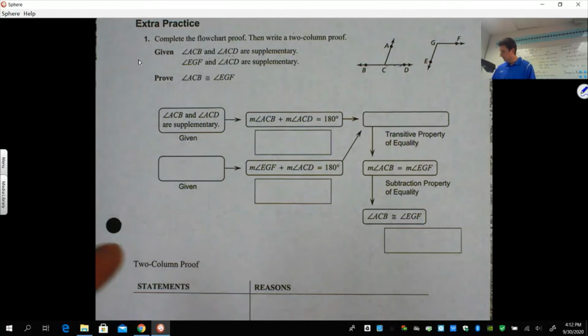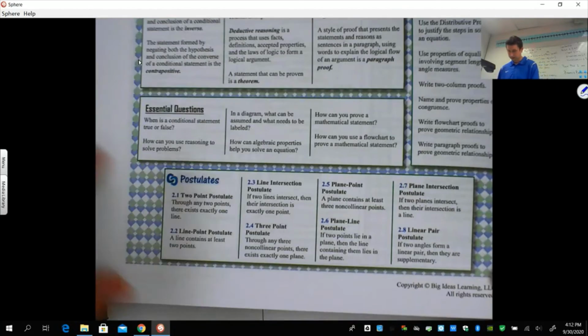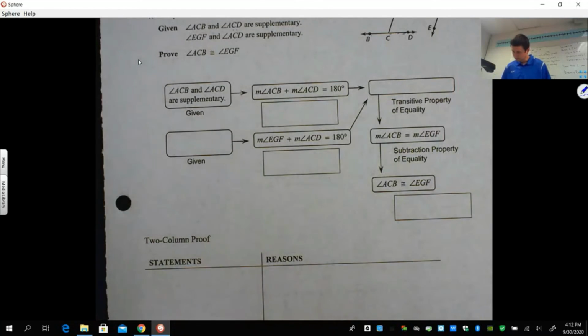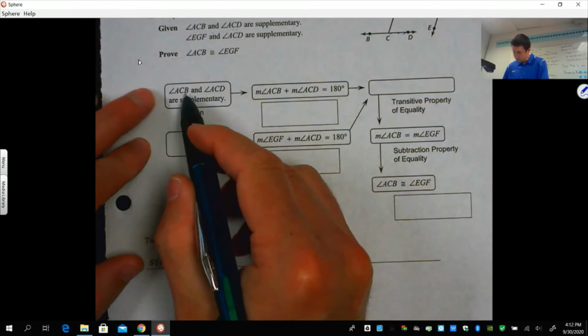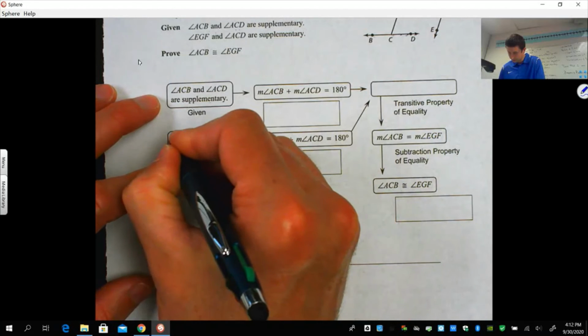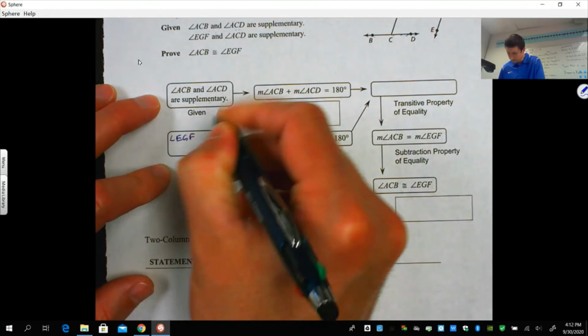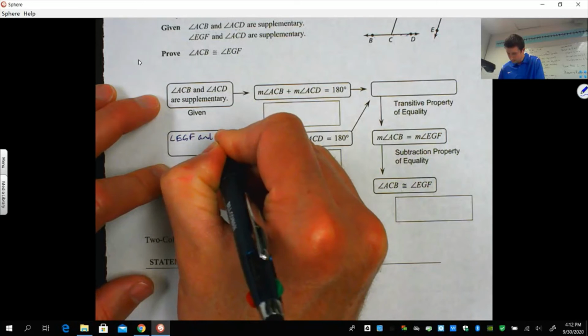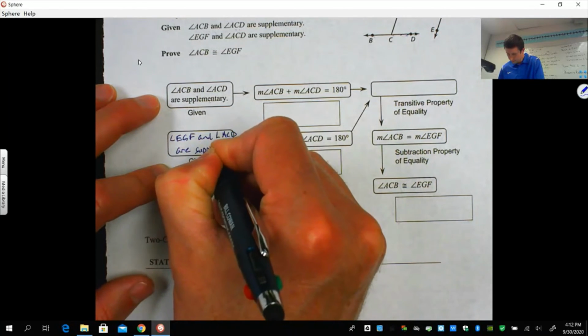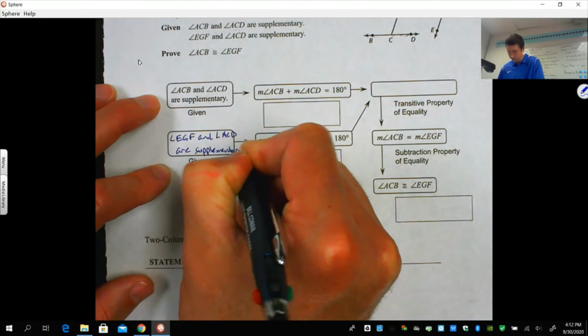Okay, so it'd be helpful to get your notes out right here. We have all our postulates down here if we need them, and our theorems are right up here. So I'm going to have this ready to go. So angle ACB and ACD are supplementary, that's given. There's another given here, so our other given is angle EGF and angle ACD are supplementary. That's our other given.